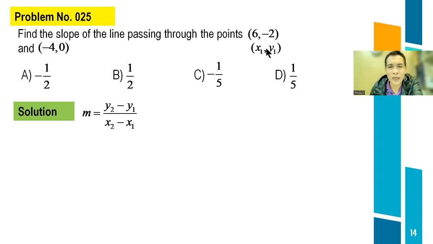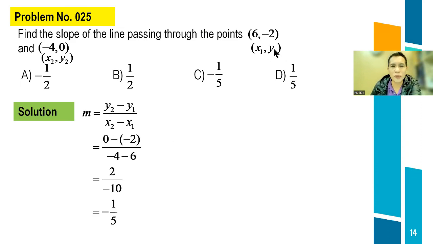Okay, to solve, this is our x sub 1, this is our x sub 2. So you can use either. You can use this as x sub 1 and y sub 1, or x sub 2, y sub 2, either of the two. Okay, so by substitution, y sub 2 is 0, minus y sub 1, negative 2. That's minus negative 2 over x sub 2, negative 4, minus x sub 1, 6.